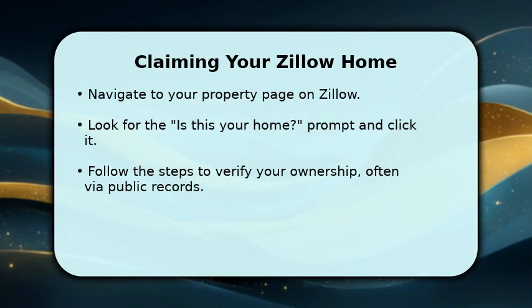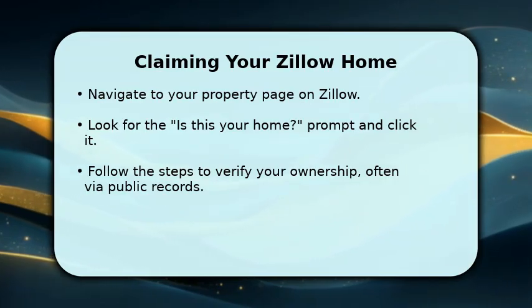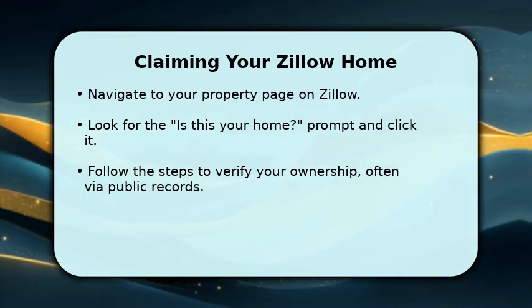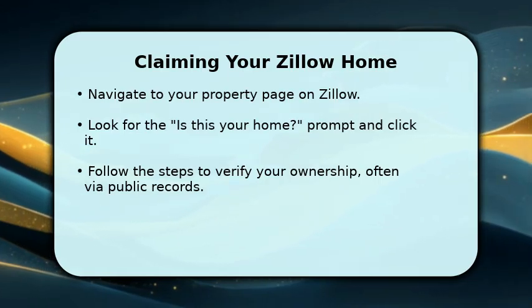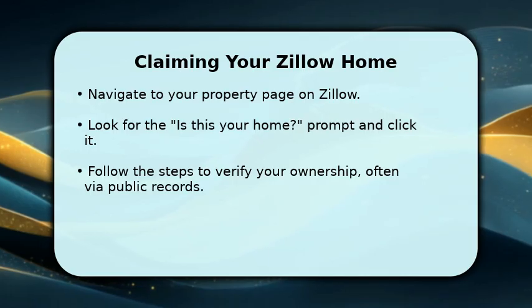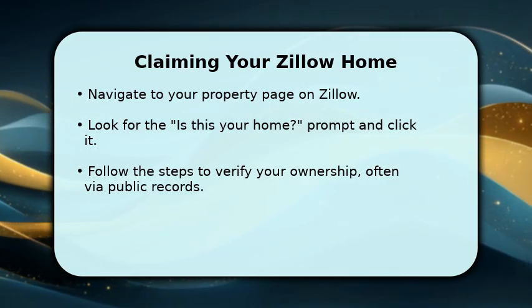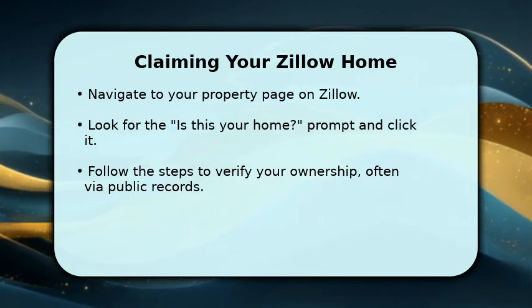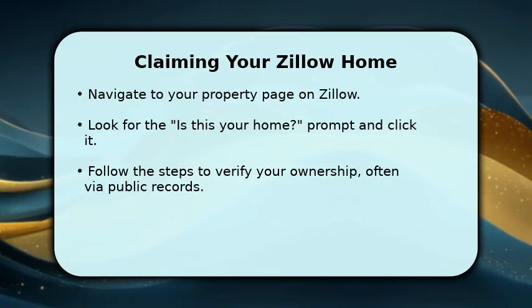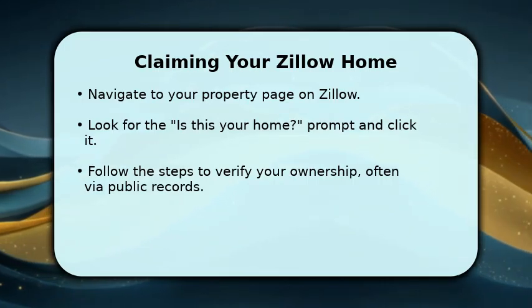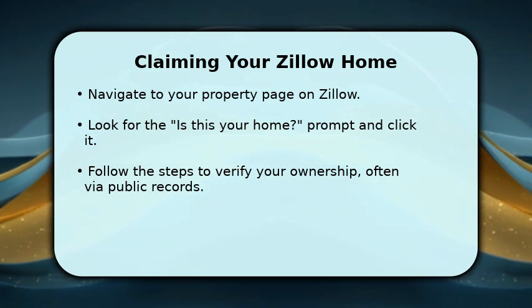To begin, visit Zillow and search for your property address. Once on your home's specific page, locate the "Is this your home?" section, usually found near the top. Click on this prompt to initiate the claiming process. Zillow will guide you through verification steps, which typically involve confirming details from public records or sometimes a phone call. This crucial step establishes you as the official owner, granting you editing privileges for the listing.